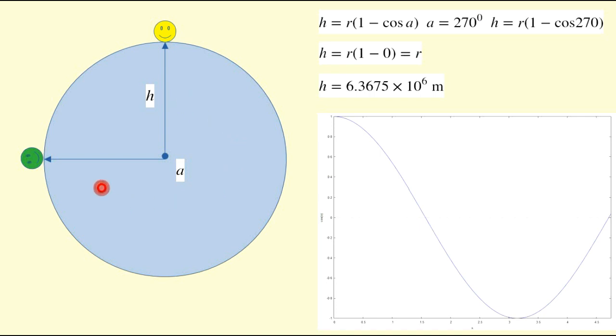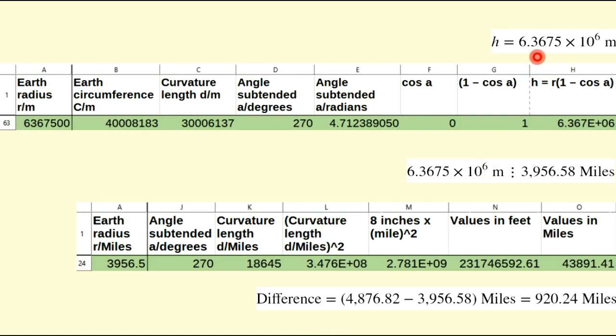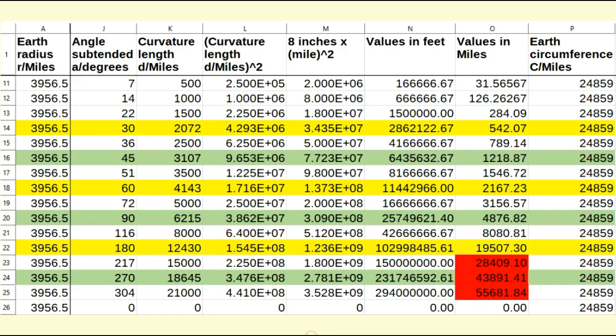If we now go 270 degrees, and it's because cosine is a repeating function, it's now 270, which, as I said before, is a value of 0. Same as 90 degrees. Then we just have, obviously, that height is the same as the radius, the curvature. So we end up with the same value. Checking that, the spreadsheet's working well. Converting into miles, of course there's quite a difference here because as before at 90 degrees, same value, it's about the same difference of 920.